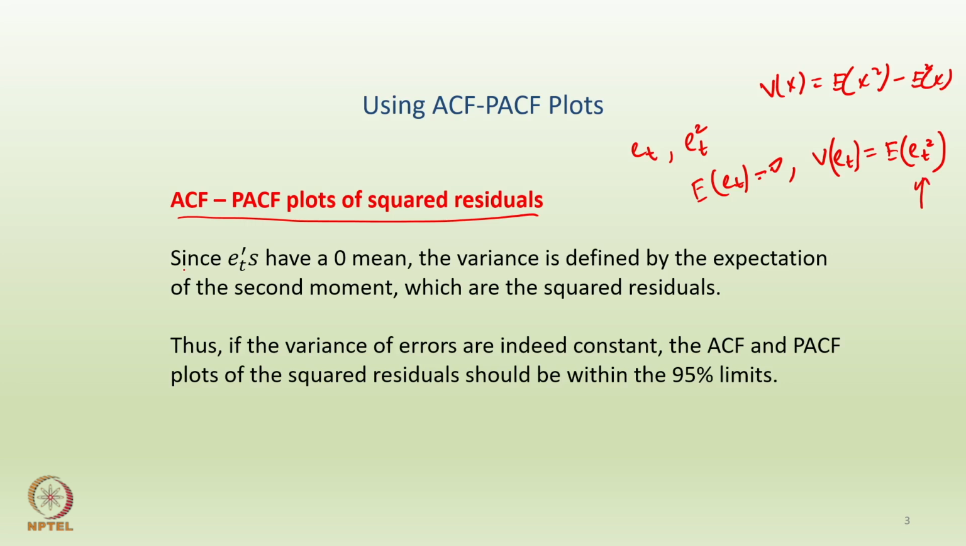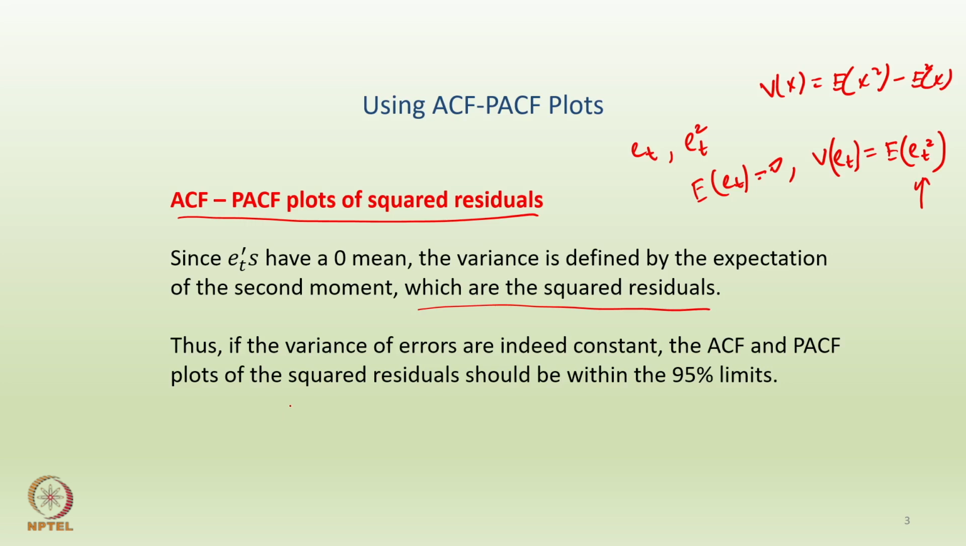Just to reiterate, since all the errors have a 0 mean, the variance is defined by the expectation of the second moment. The second moment is nothing but Et square, and the expectation of that, which are the squared residuals. Thus, if the variance of errors is indeed constant, what should you observe? The ACF and PACF plots of the squared residuals should be within those 95% bounds or 95% limits.